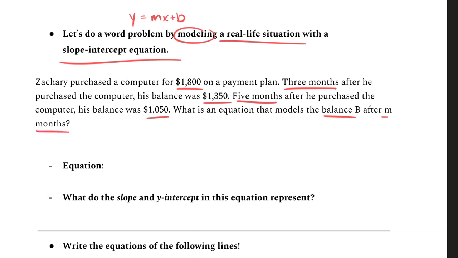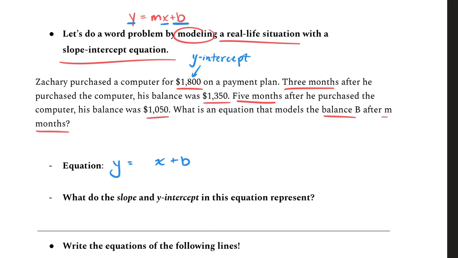Okay, so think of the starting point. The starting point is how much he owes, right? $1,800. That is going to be our y-intercept, meaning that's going to go right here. And then y and x just stay y and x. So let's start our equation as y equals, we don't know what's going to go in front of x, but we'll leave a space, we'll put x, plus our starting point of $1,800.